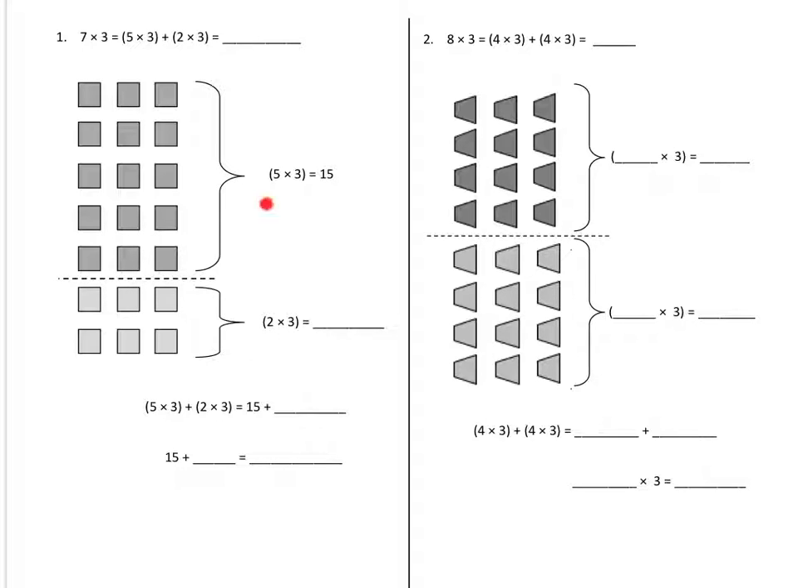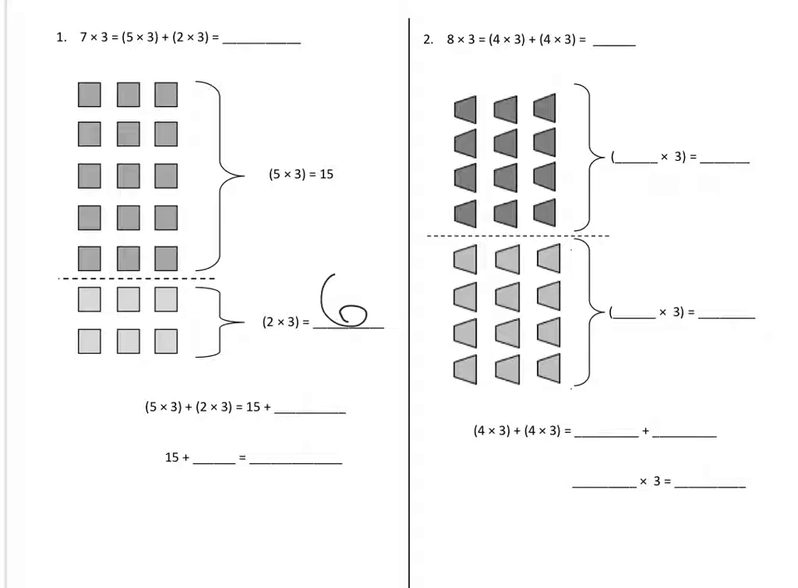Okay, so if I have a 5 times 3 array, I know 5 times 3 is 15. And remember that 5 times 3 comes from 5 rows with 3 in each row. My 2 times 3 array, right here, equals how many? Well, 2 rows with 3 in each row, that gives me 6.